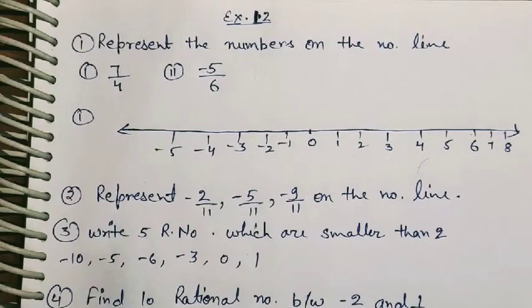Hello students, today I will explain solutions of exercise 1.2 of NCERT Mathematics class 8. The name of the chapter is rational numbers. First part is represent the numbers on the number line: 7 by 4 and minus 5 by 6. I am sure that you have already learned about it in my introduction video of rational numbers.